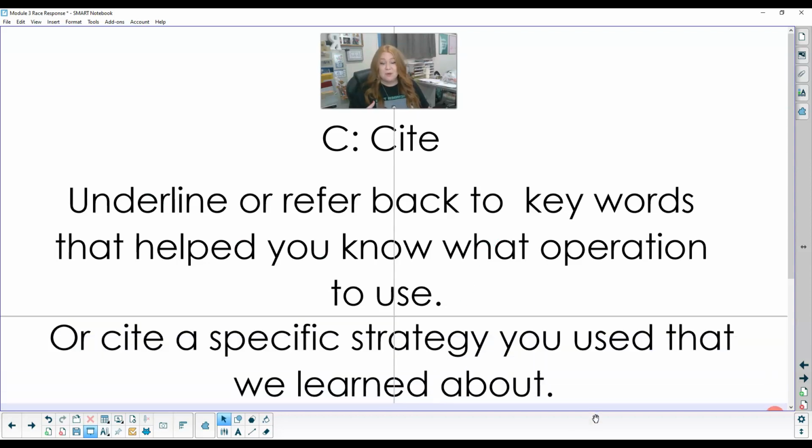It can also look like giving a specific strategy you used that we've learned about. I used the reciprocal strategy. I used the tape diagram strategy. And these are things we'll all learn about. But giving me that specific strategy is how you did it. So it can look like a couple things: telling me the keywords or telling me what strategy you used.